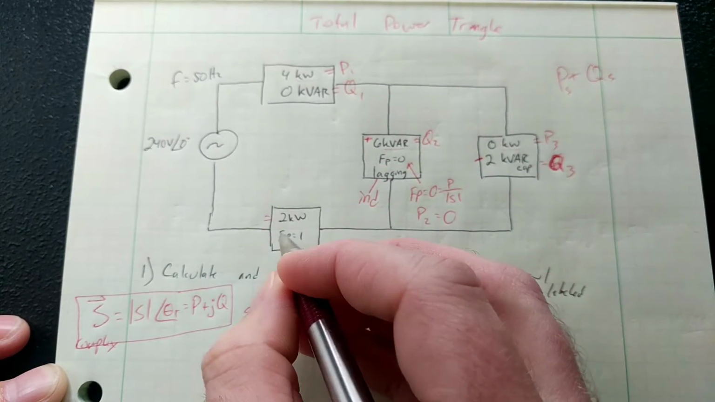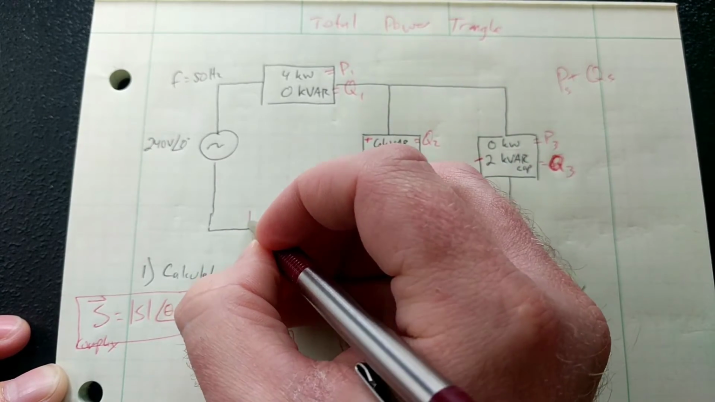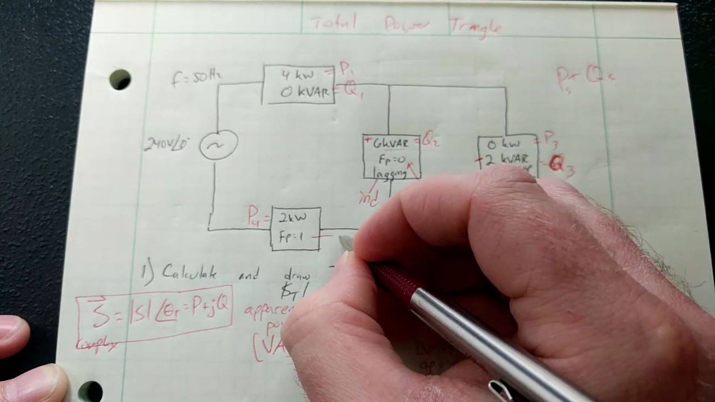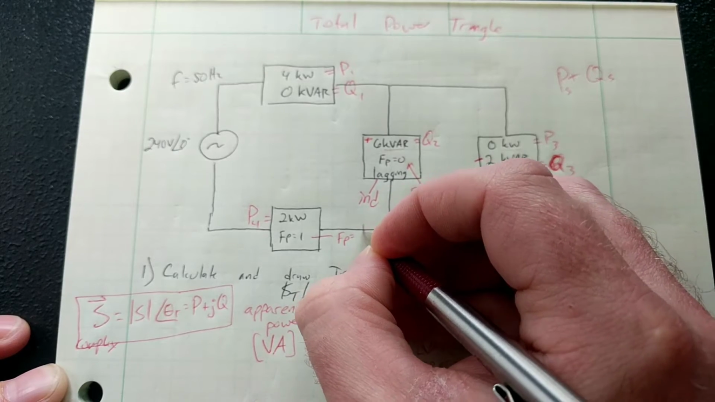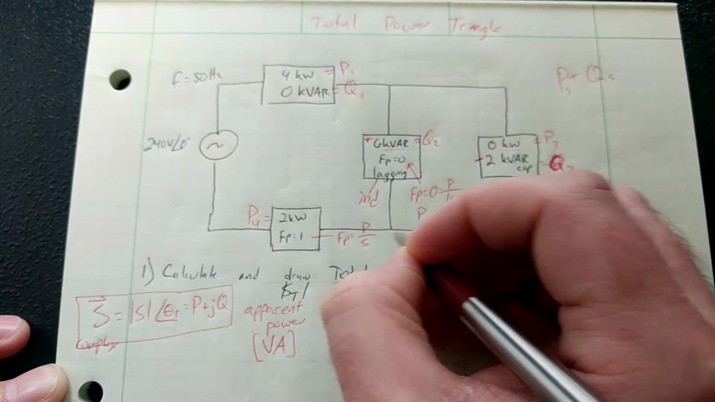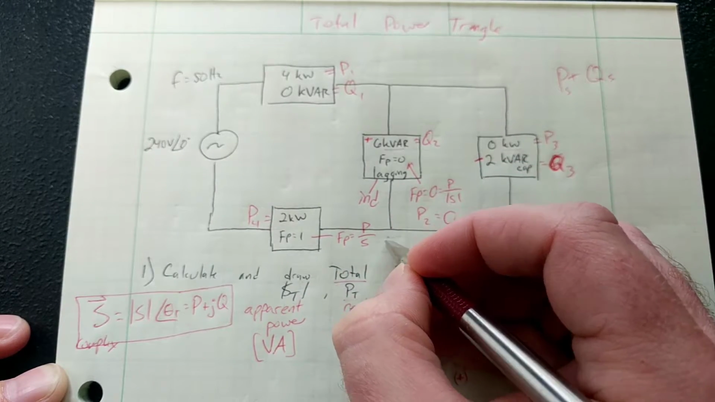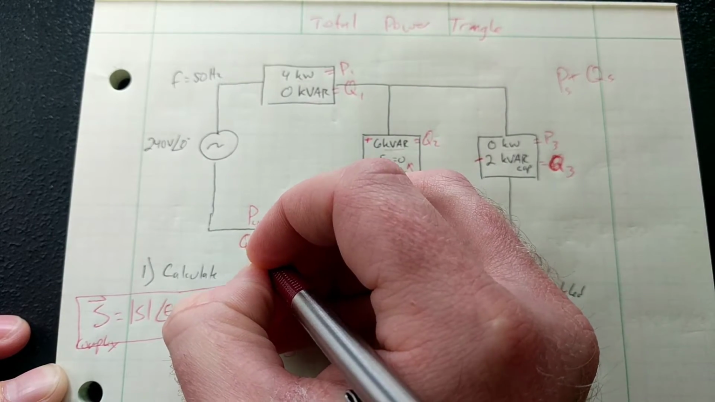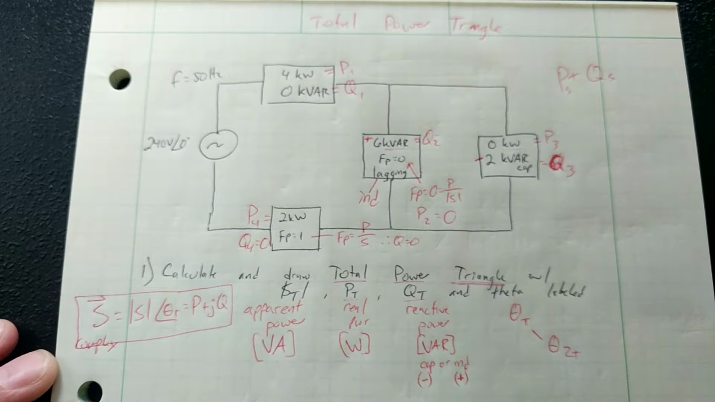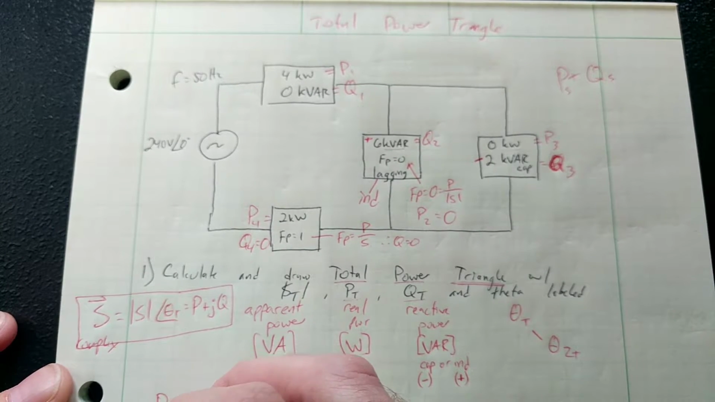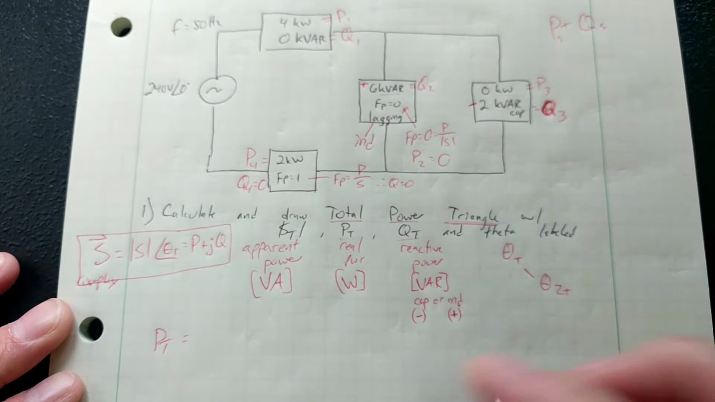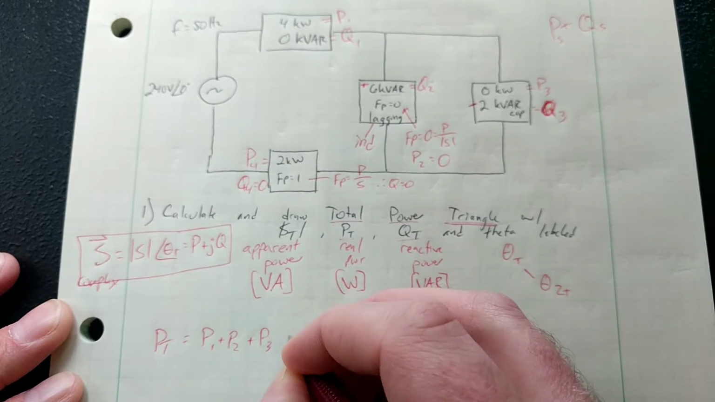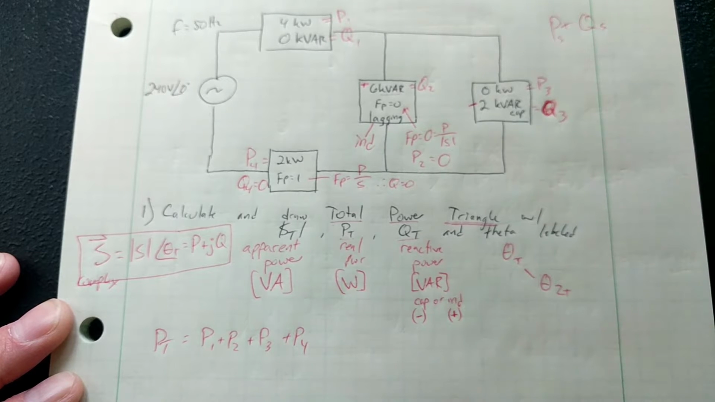Right here, there's P4. In this power factor, if PF is equal to 1, that means that P and S are equal to each other. Therefore, the Q is equal to 0. So Q4 equals 0. Now, all I've got to do for my total power is add them up. P1 plus P2 plus P3 plus P4.